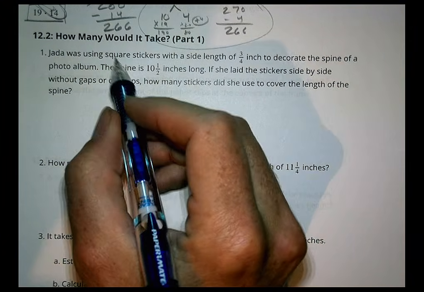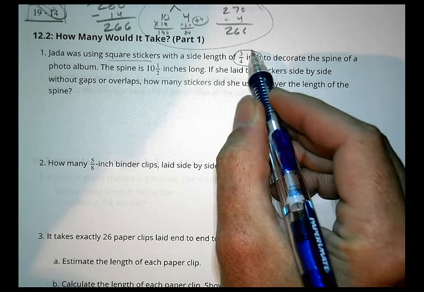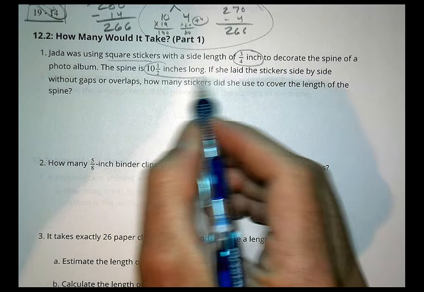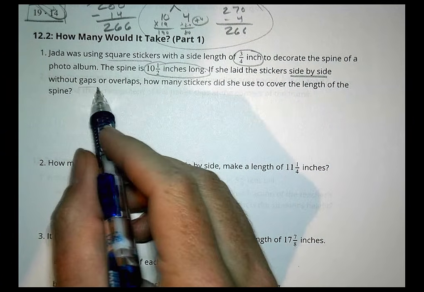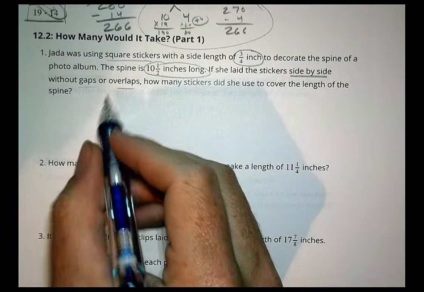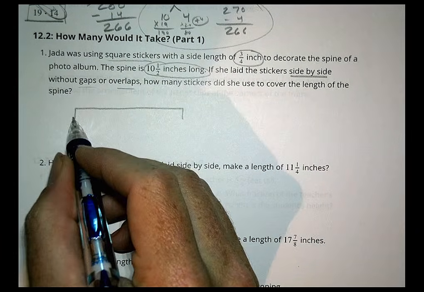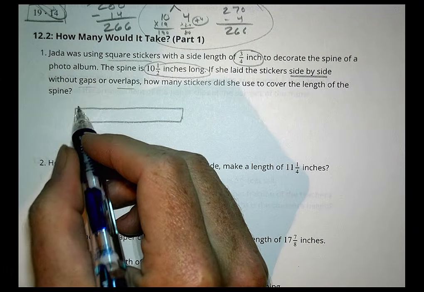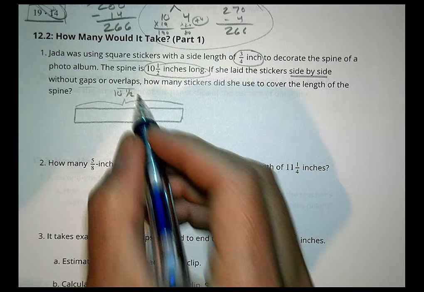It says Jada was using square stickers with a side length of 3/4 inch to decorate the spine of a photo album. The spine is 10.5 inches long. If she laid the stickers side by side without gaps or overlaps, how many stickers did she use to cover the length of the spine? So we're thinking about something like this. There's a book that has a spine, the part that maybe has a name on it, history or whatever it might be. And the length of that spine is 10.5 inches long.